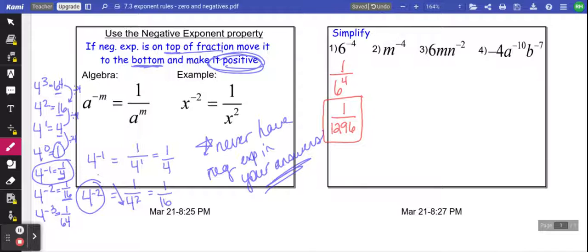Okay. M to the negative 4 would be 1 over m to the positive 4. It goes to the bottom and becomes a positive. That one we can't type in our calculator, so we're done simplifying. Okay.